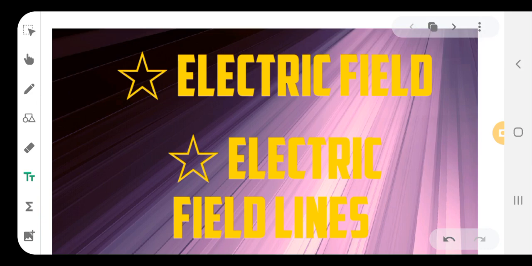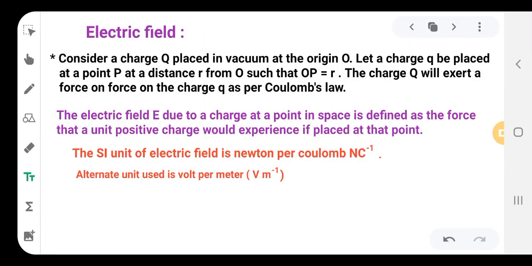So today we are going to see part five of electric charges and fields. In this section we will see the electric field and electric field lines. If you have not seen the previous videos, you can check them. Okay, so we will start with the electric field.